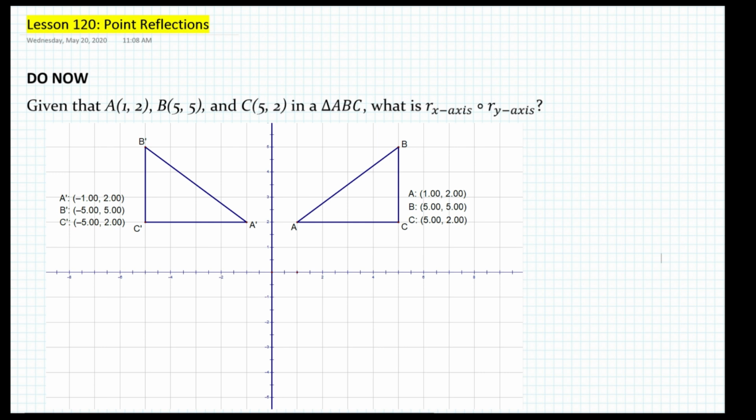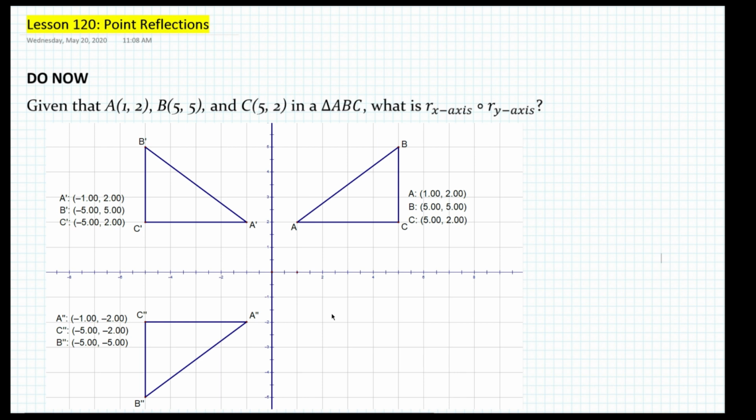Then we reflect over the x-axis. Now, what happens to the coordinates of A prime, B prime, and C prime? Well, in this case, we're just negating the y coordinates to obtain the following image as shown in the figure. So after you reflect, you obtain A double prime to be (-1, -2), C double prime to be (-5, -2), and B double prime to be (-5, -5). Now the question is, how can we describe this type of transformation as one single transformation?